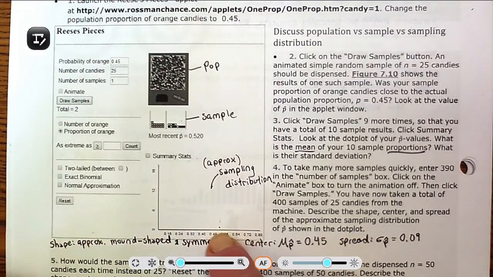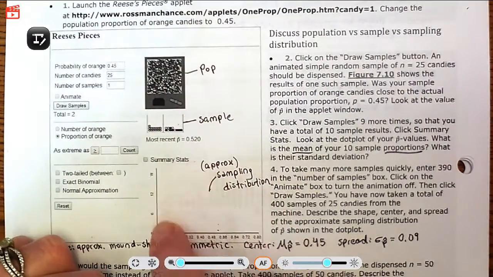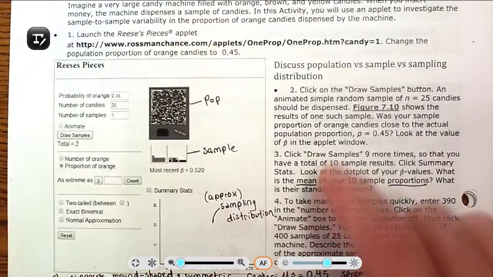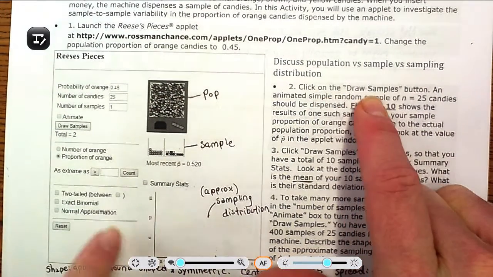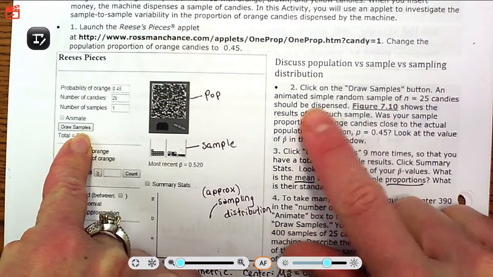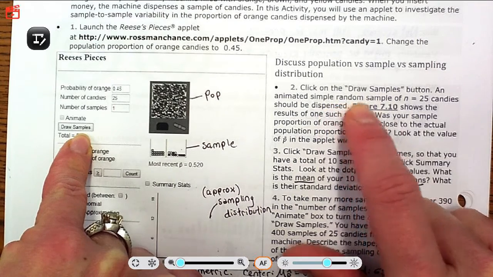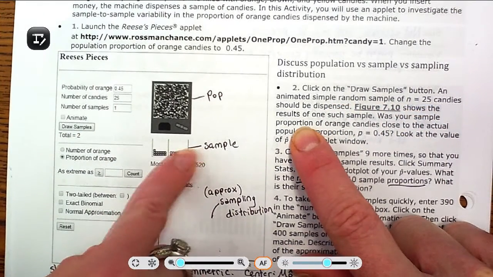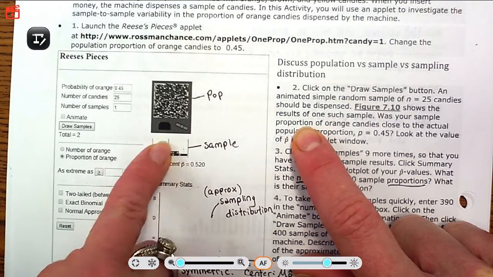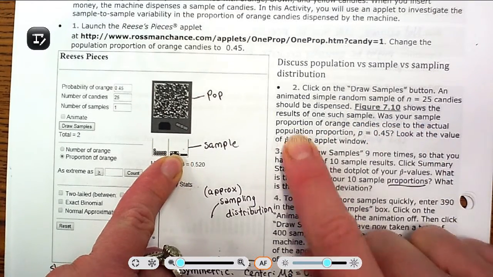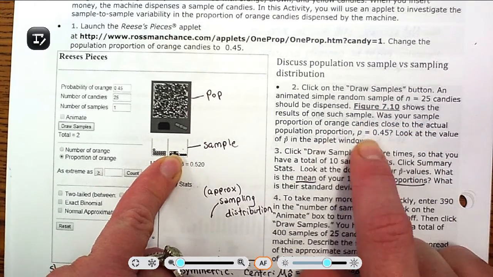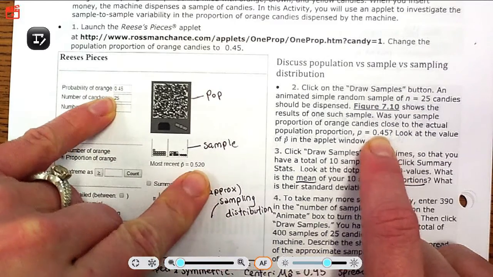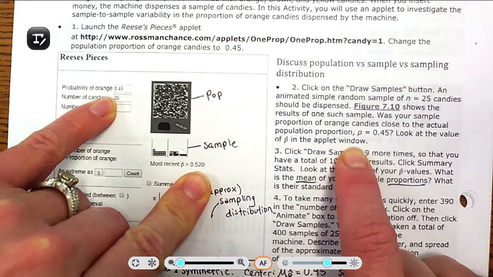Okay, now if we took many, many samples, then we would build the approximate sampling distribution. Okay, so click on Draw Samples. An animated simple random sample of 25 candies should be dispensed. So this is the sample. The figure here shows the results of one such sample. Was your sample proportion of orange candies close to the actual proportion of 0.45? Look at the value of p hat in the applet window.